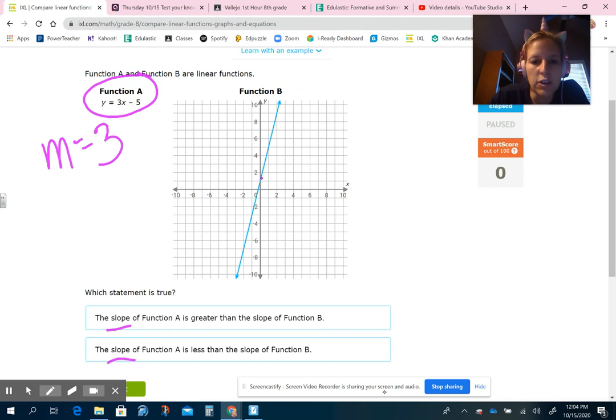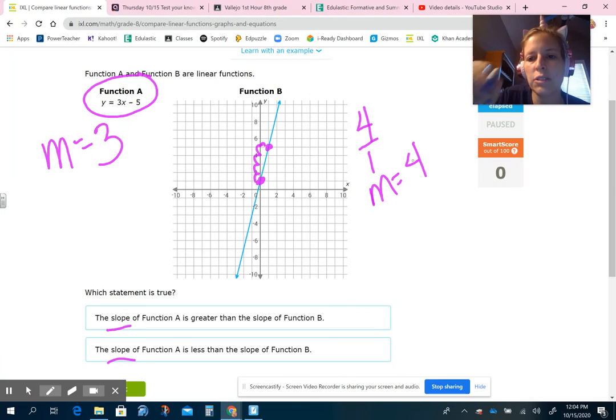First of all, it starts here, so I have to be very careful. And then I want to see it goes here. Okay, so let's see how my rate of change is on this guy. You ready? So 1, 2, 3, 4 over 1. Well, that would mean function B has a rate of change of 4.